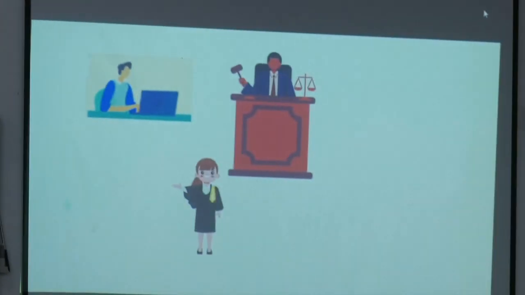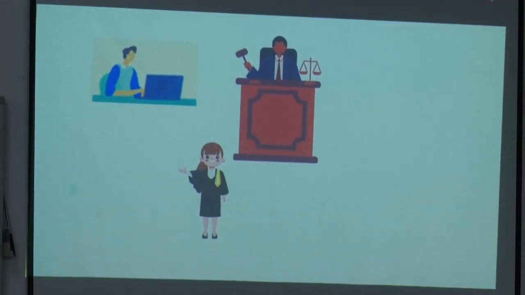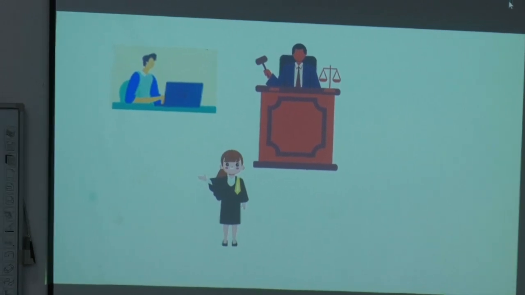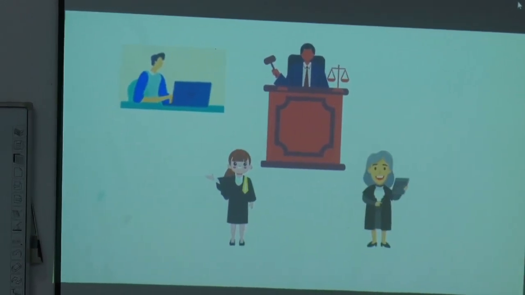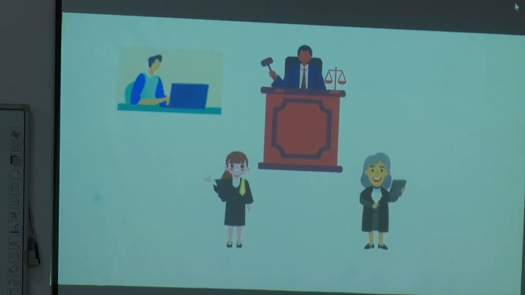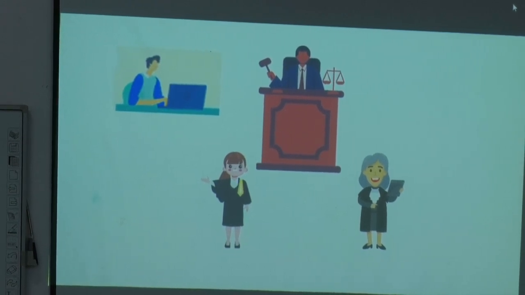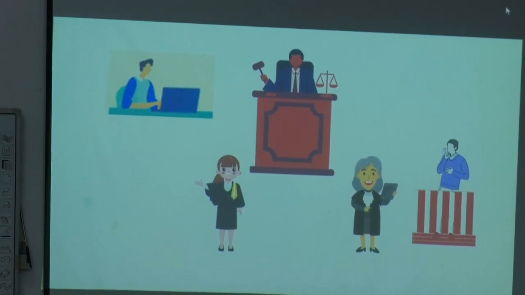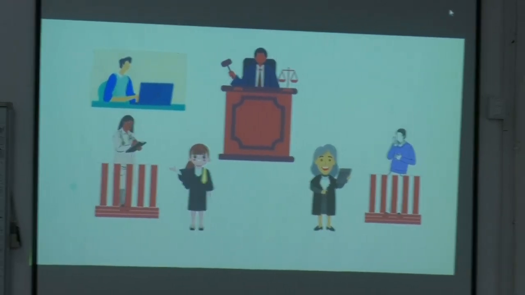Now this is the PP, the public prosecutor. This is the defense. In a court of law, these people will be there. The judge, this person, and the public prosecutor are from the government. This is the defense, this is the accused, and this is the doctor.